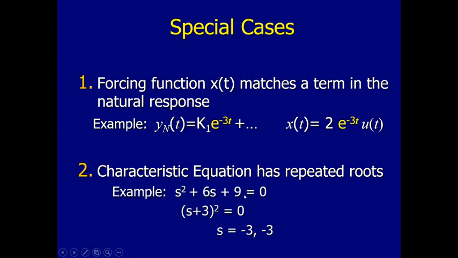The second special case arises when the characteristic equation of the differential equation has repeated roots. For example, if we used our derivative operator to find the characteristic equation from the left-hand side of the differential equation, and it came out to be s squared plus 6s plus 9, and we were trying to find the roots of that, we'd set it equal to 0. This is a perfect square, so we have two values of s, but they're both minus 3. When we have this condition where we have more than one root to the characteristic equation giving us the same term, then we have to change our assumption about what the form of the natural response is for the system.